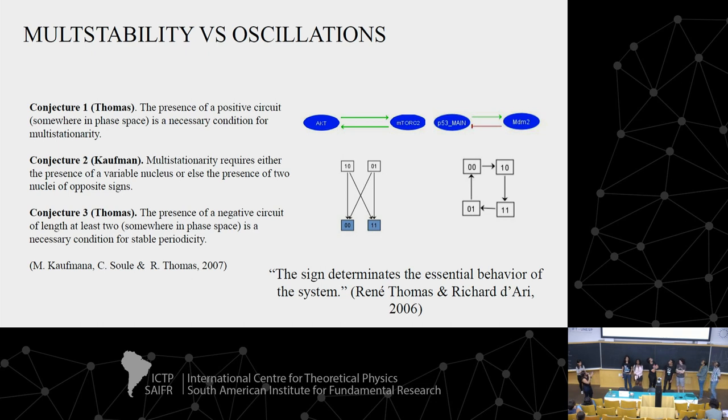Some are important. For example, the presence of a positive circuit somewhere in this phase space is a necessary condition for multistationarity. Second, multistationarity requires either the presence of a variable nucleus or else the presence of two nuclei of opposite sides. And third, the presence of a negative circuit of length two or more somewhere in the phase space is a necessary condition for stable periodicity. Okay.